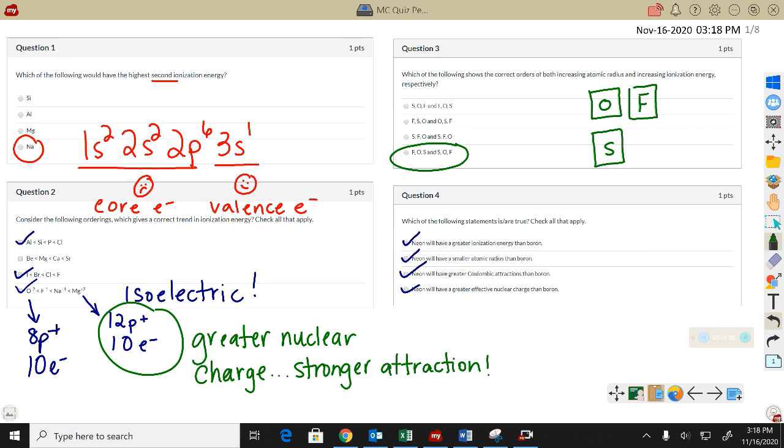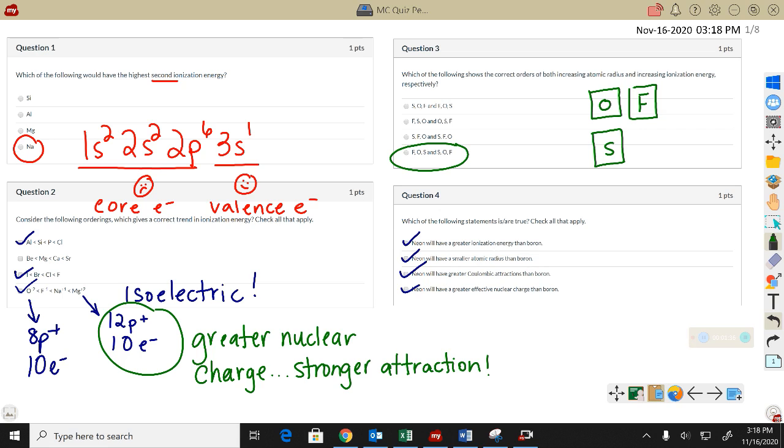Question 2. Consider the following orderings, which gives a correct trend in ionization energy. Check all that apply. These suck, right? Okay, so let's see where these elements are coming from. On a periodic table, aluminum, silicon, phosphorus, chlorine are going across the third energy level. They're kind of going across the P block. So this is going to be a period trend.